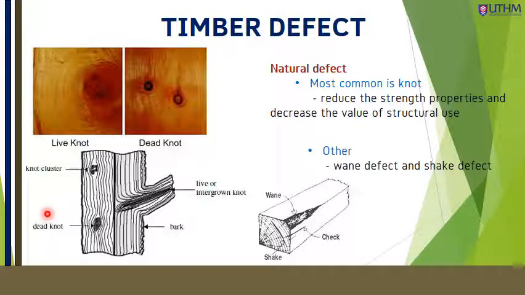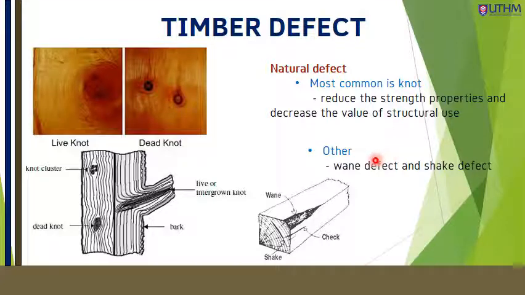Timber is a natural product, so imperfection can happen to timber. There are many types of defects such as due to insects, fungi and so on. But what I will be showing here are the main common defects. Natural defects can be due to abnormal growth or tissue rupture in timber. Most commonly it is knot. It can reduce the strength of the timber and also reduce the value of the structural use.